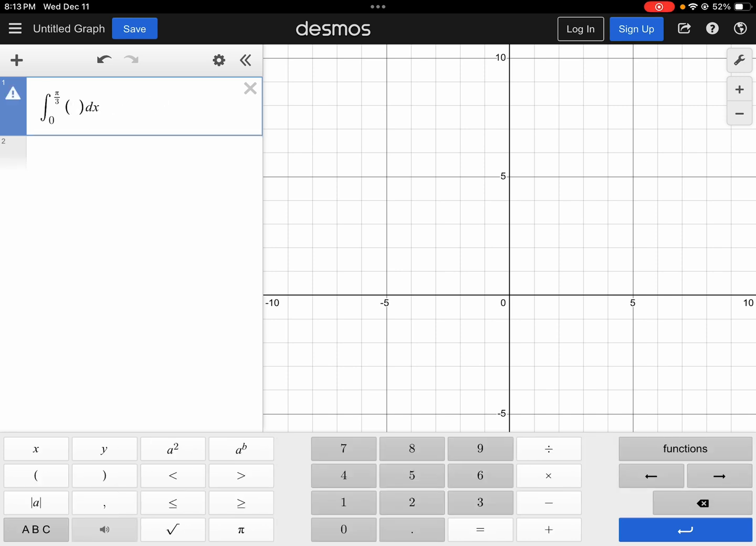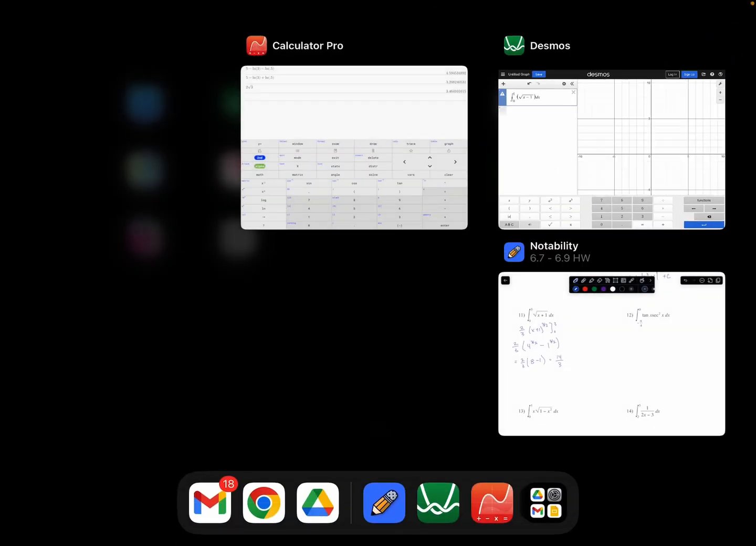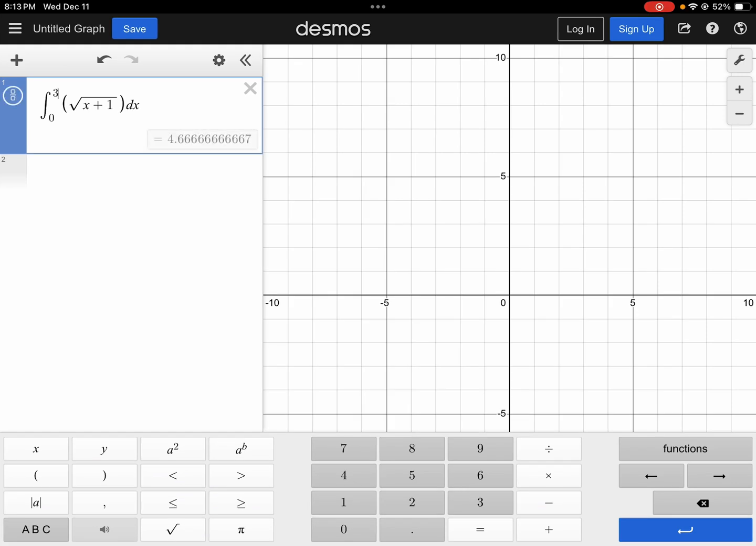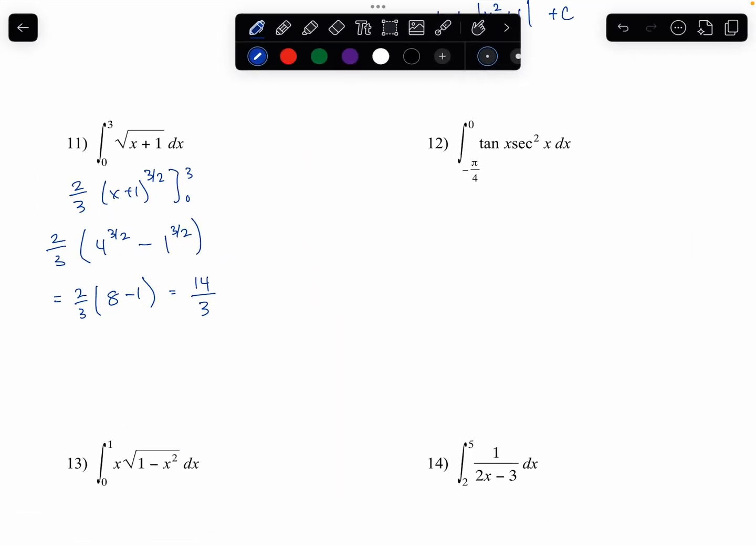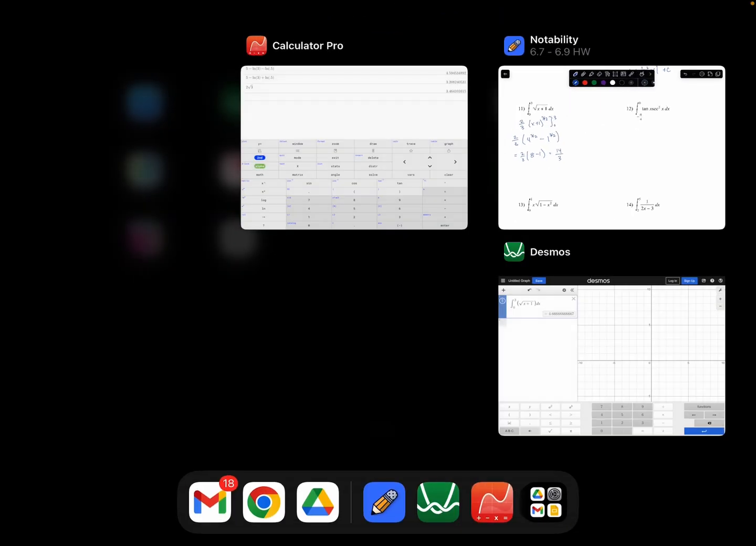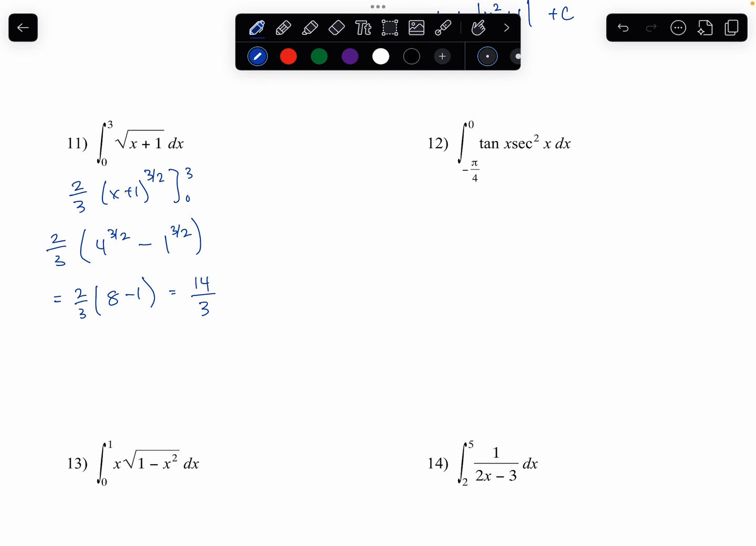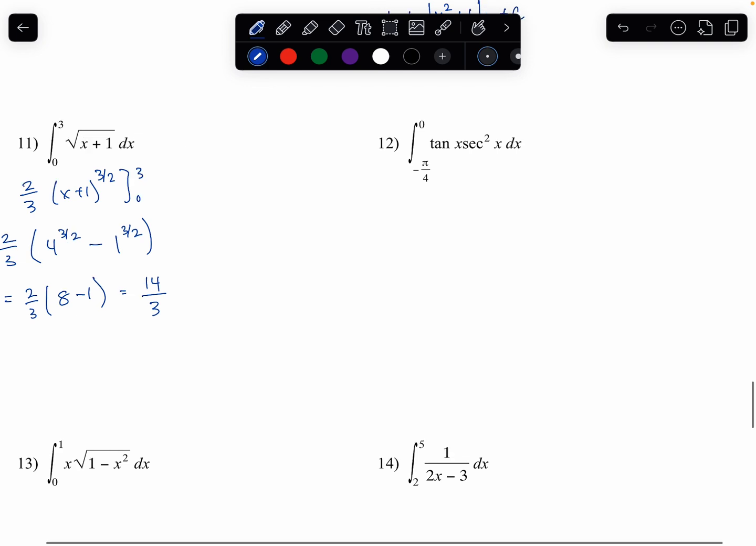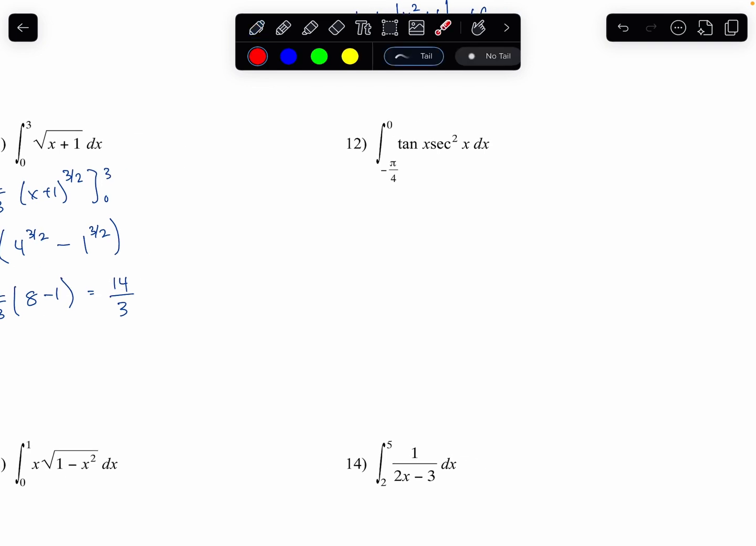So let's check this here. We got the square root of x plus 1, and the upper bound is, what was the upper bound? It was 3, and we get 14/3, 4 and 2/3. All right.